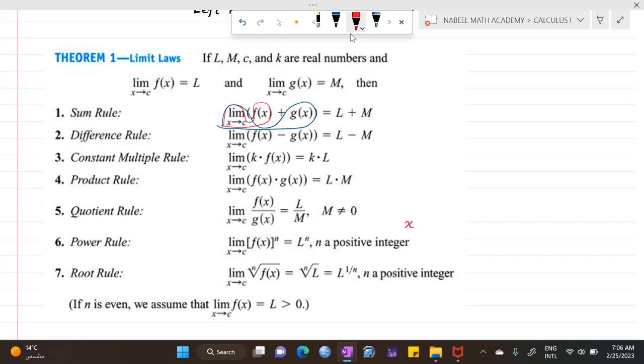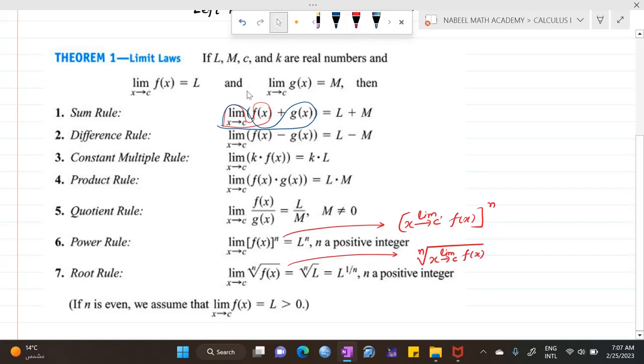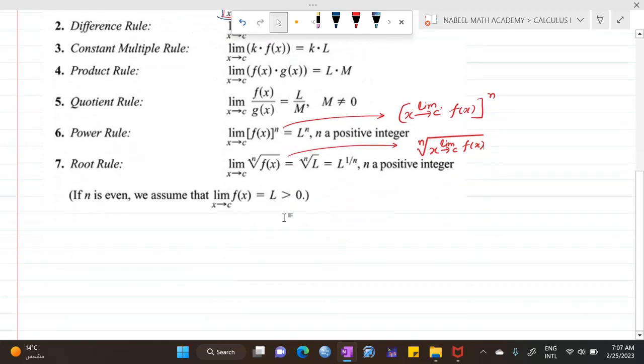This is actually the limit as x approaches c of f of x, the whole power n. So this is the meaning of this one. You can apply the limit to the inside. And similarly, if you have a root, the nth root of f of x, you can bring the limit inside f of x. So these are the two conditions we have. Now we will solve some of the problems here.